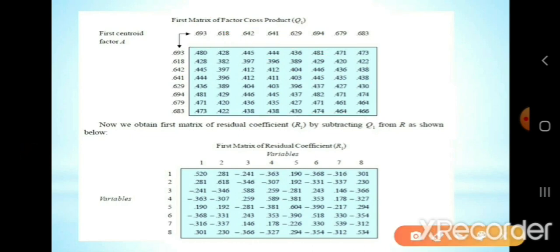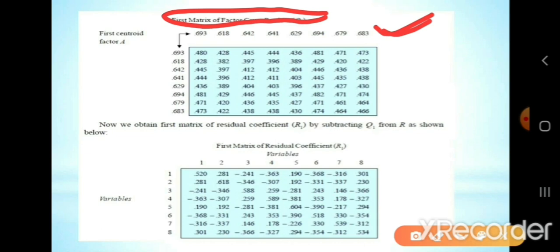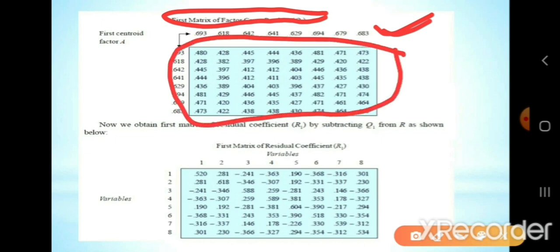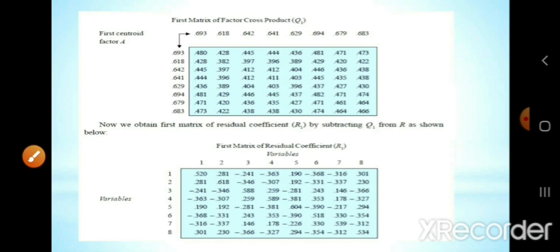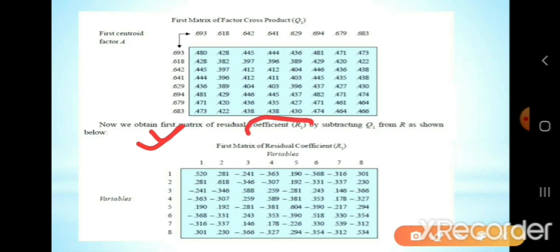Okay, so this is called the cross product matrix of factors. This is obtained from the first centroid factor. So we'll get all the cross product values this way. Now we have to find the first residual coefficient matrix, which is denoted by R1. This matrix is obtained by subtracting the cross product matrix from our correlation matrix.